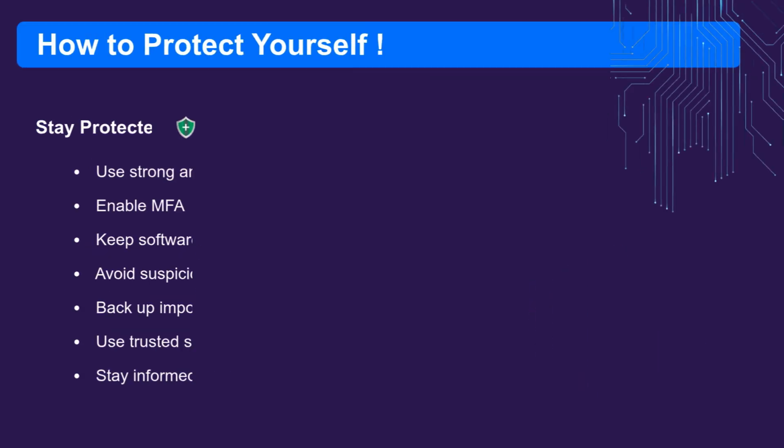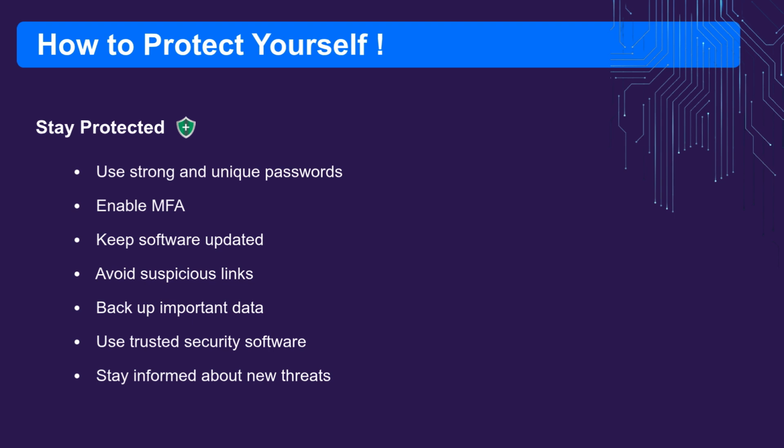Now, let's look at some simple ways to stay protected. First, use strong and unique passwords. Second, enable multi-factor authentication whenever possible. Third, keep your operating system and software updated. Fourth, avoid clicking suspicious links or opening unexpected attachments. Also, back up important data regularly. Use trusted security software and stay informed about new cyber threats. These simple practices can significantly reduce our risk.